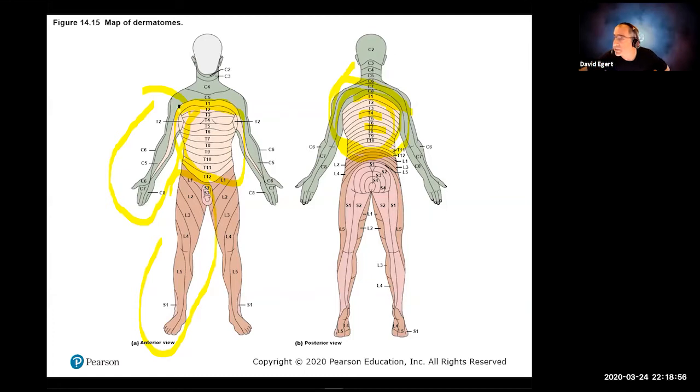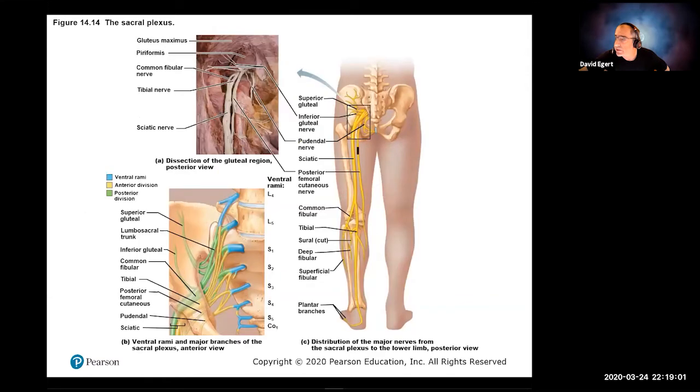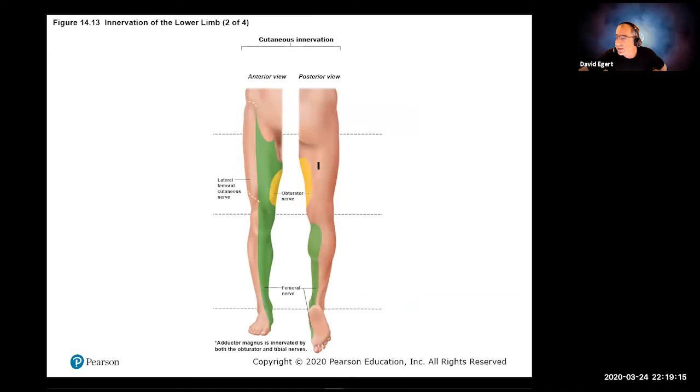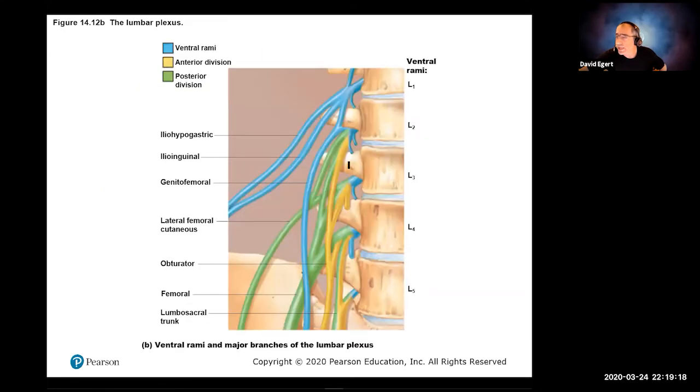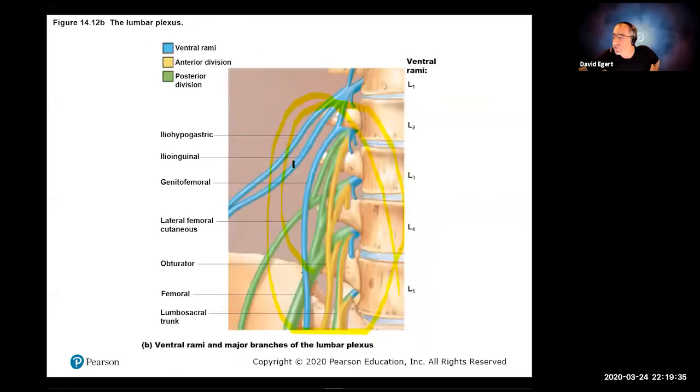Here's the sacral plexus. You have a bunch of spinal nerves that leave the sacral level of the spinal cord here, but then they get all tangled up and they make these major nerves coming down the back of your leg. Here we have the lumbar plexus. These are spinal nerves leaving from the lumbar region of the spinal cord, but then they get braided together, making these other nerves going down the front of your leg.